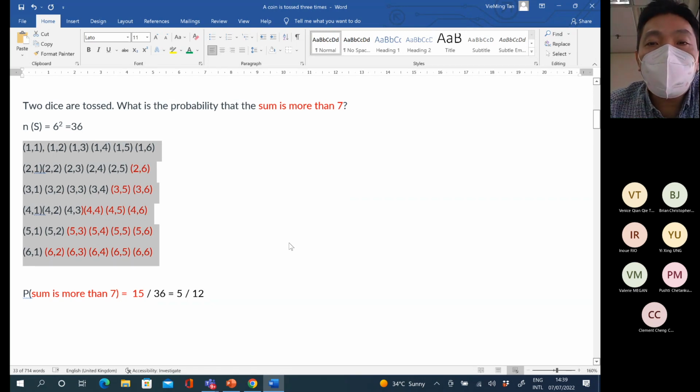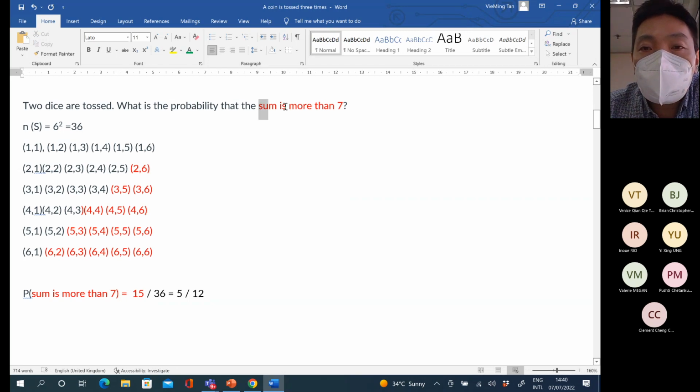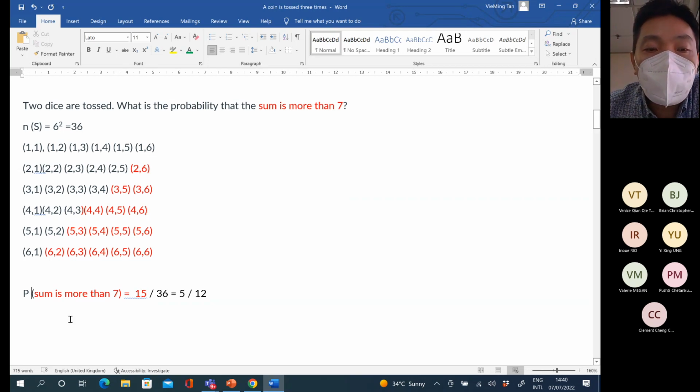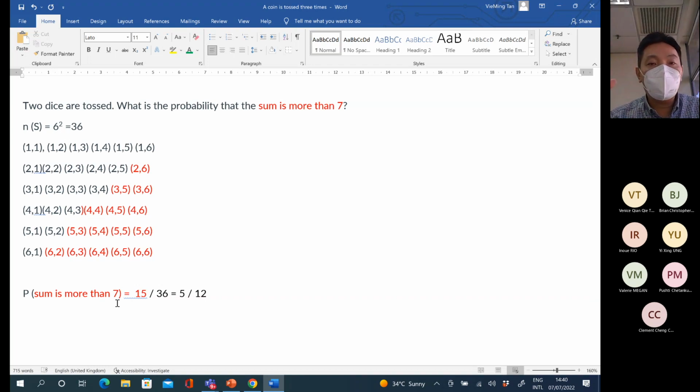Right? Okay, next step is we need to translate this question into a mathematical equation. So that means this question is looking for probability. The total score of dice 1 and dice 2 is more than 7. Sum is more than 7 means if you sum up the score of dice 1 and score of dice 2, you'll get a value which is more than 7.